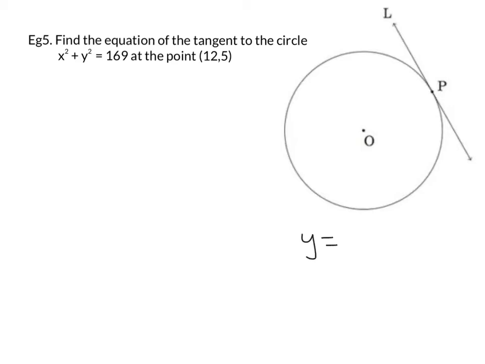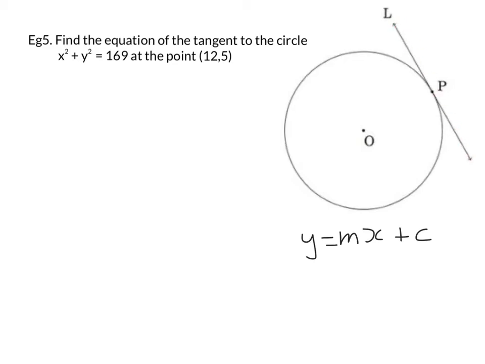And hopefully we can remember the equation of a straight line is y equals mx plus c. m and c are the two things to be found out. c is where it crosses the y-axis, and m is the gradient. So m is how steep that line is. How are we going to find out how steep the line is?